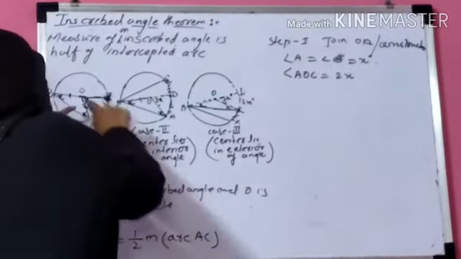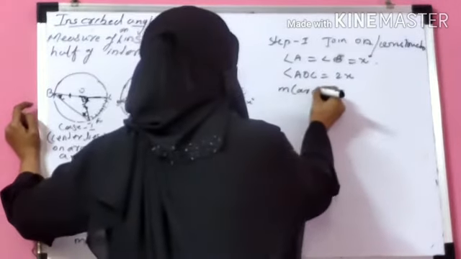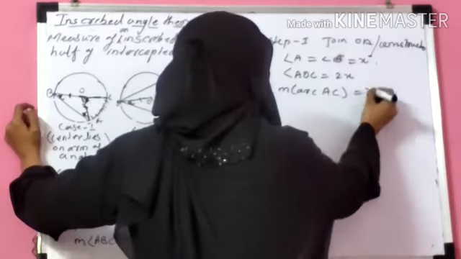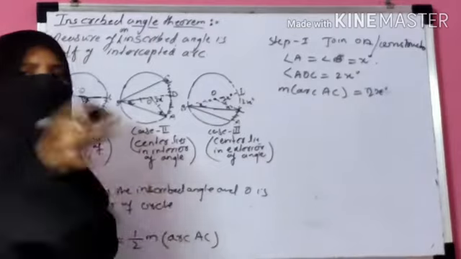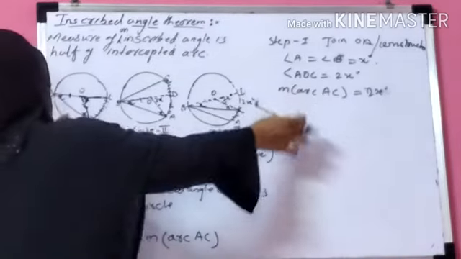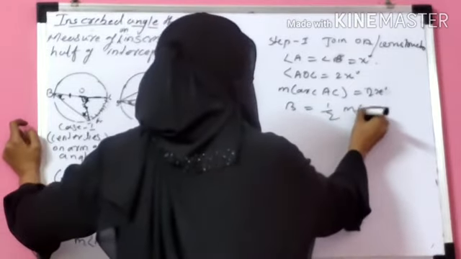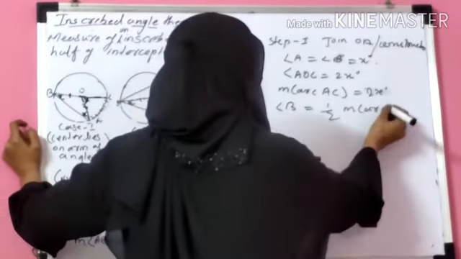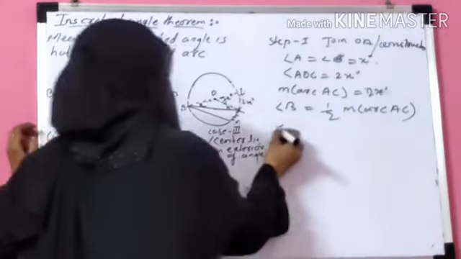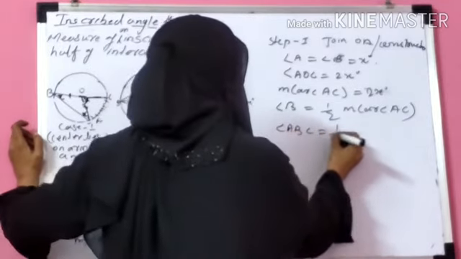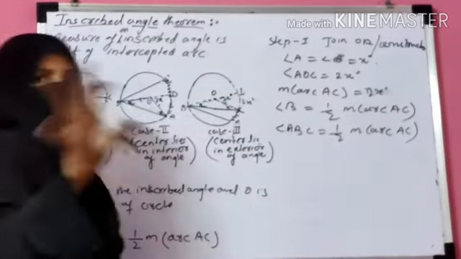Next step, then central angle is equal to measure of arc. So therefore measure of arc AC is also equal to 2x degrees. So in place of x you can write B. So therefore angle B is equal to half of measure of arc AC. In place of B you can write angle ABC is half of measure of arc AC. This is a shortcut, a short explanation of this theorem.